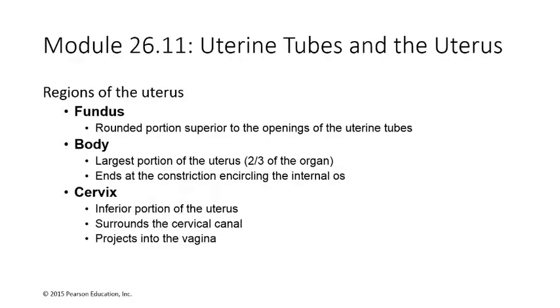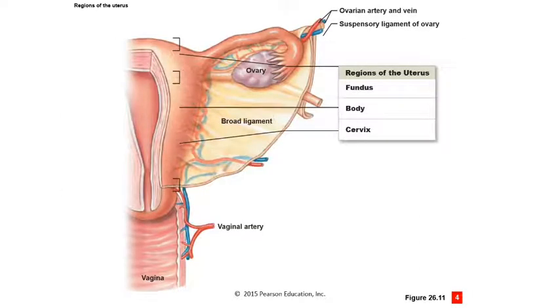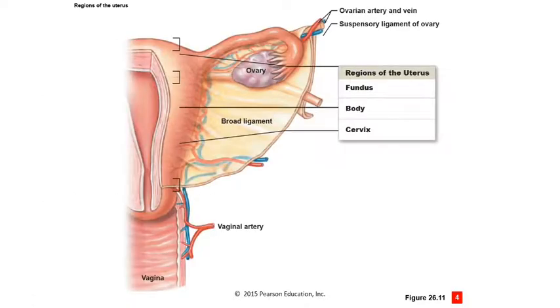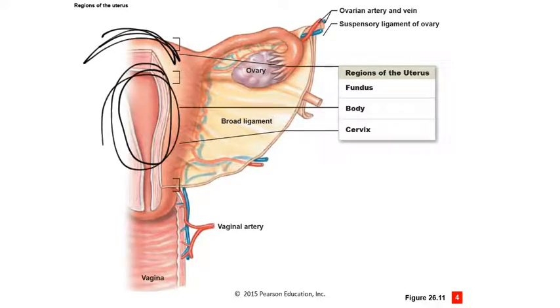The uterus has regions, similar to the stomach, in that there's a fundus. That's the rounded superior portion of it where the uterine tubes dump into the uterus. There is the body, the largest portion of it, and then it constricts down toward the os, and then the cervix is that narrow neck-like region that projects into the vagina. So again, fundus, the dome-like region, the majority of it is the body, and then the cervix.